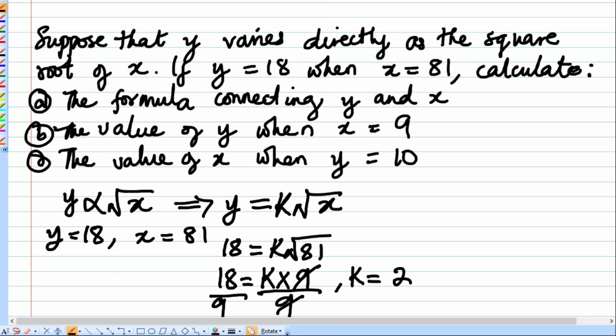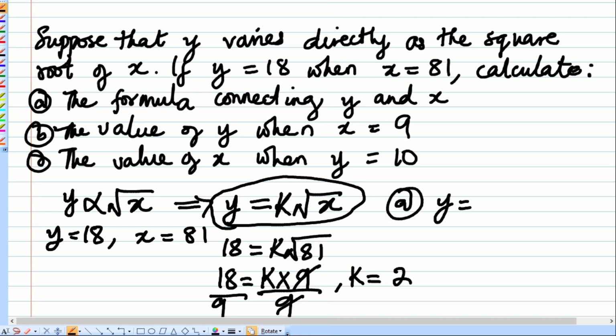So for the first question, they say we should find the formula connecting y and x. Sometimes they also ask find the equation connecting y and x. So it's still the same thing. I told you that the formula or the equation connecting the quantities given is just this equation here. This first equation we have already drawn. The only difference is that you're going to put in the value of the constant that you found, because that would be the formula we use to solve everything. All right. So our answer for A there would be y equal to k, now is 2, so 2 root x. So this is the answer.